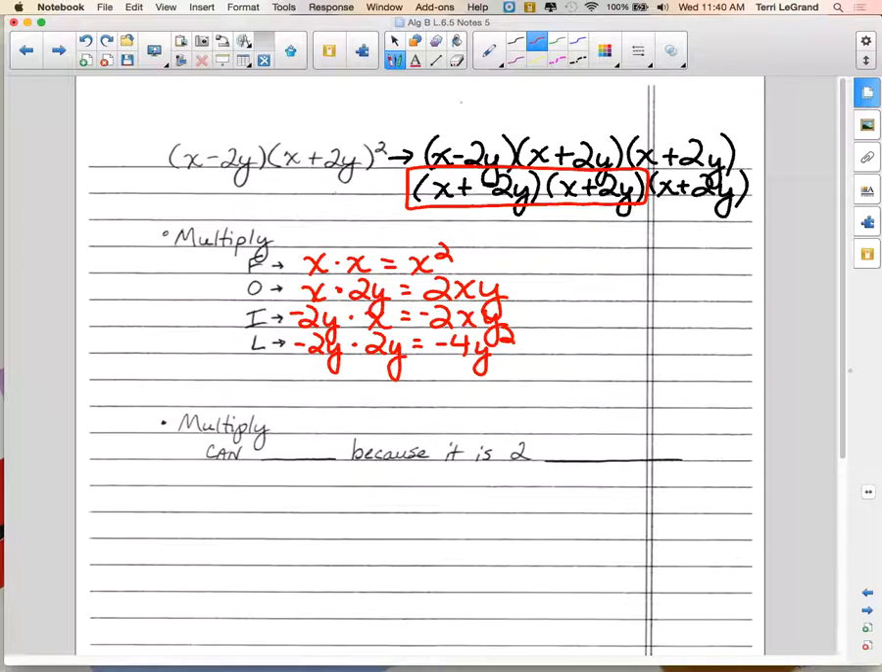What should end up happening in this is your middle multiplications, the O and the I step. What relationship do they have to each other? They're opposites, aren't they? Yeah. So because these are opposites, they actually become zero, don't they? So we don't really need them anymore. So now we say that we have the x squared plus the negative 4y squared. That's what we should end up with for this multiplication.